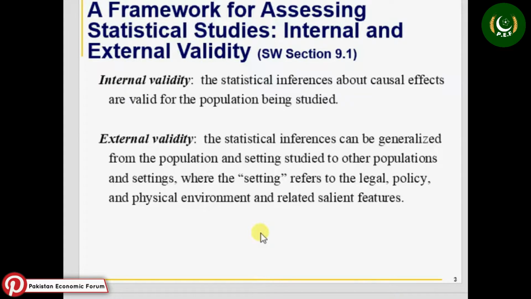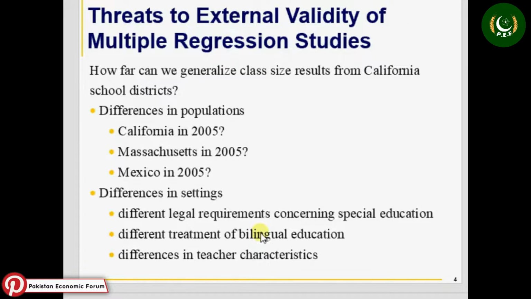But that internal validity is not simple to achieve. Take the California data, where class size reduction leads to improvement in test scores. In my last video we did it with Stata. Are those results valid for Massachusetts, or for some other country as well? If they are, then we say that there is external validity. And if those results are only valid for California, from which the data have been taken, then that's internal validity.